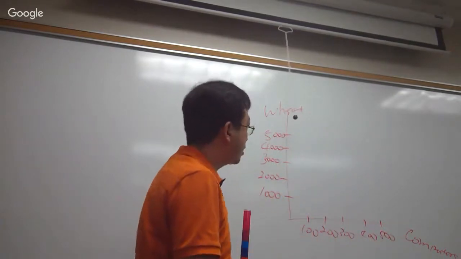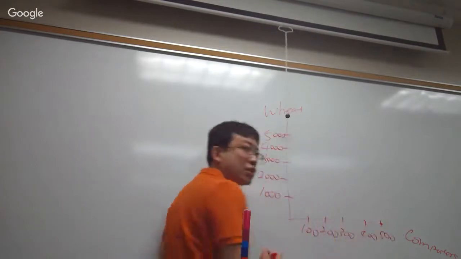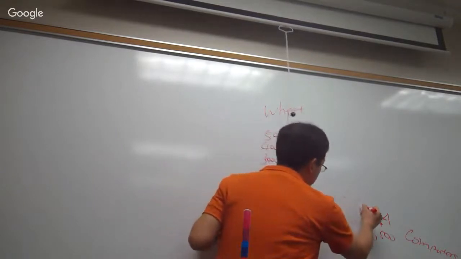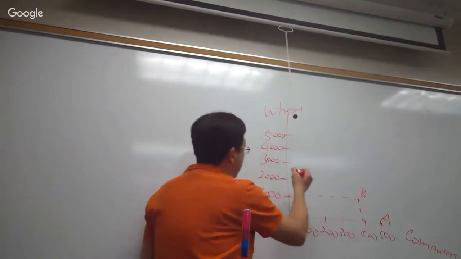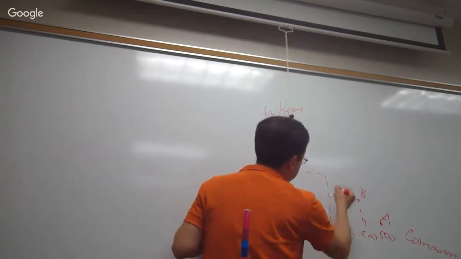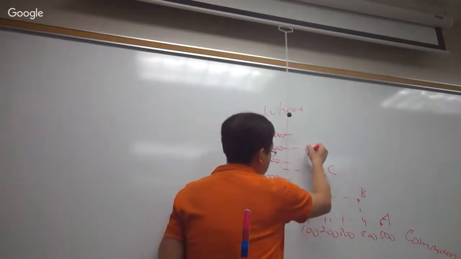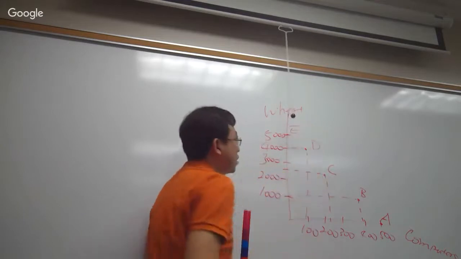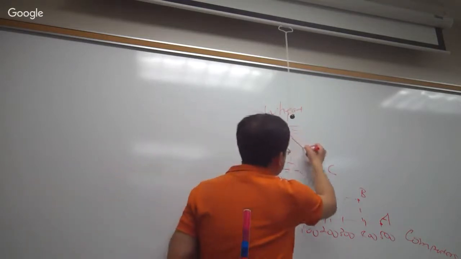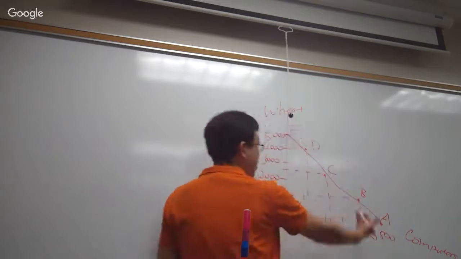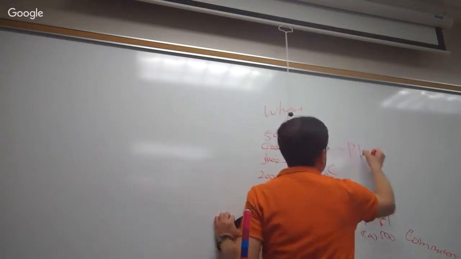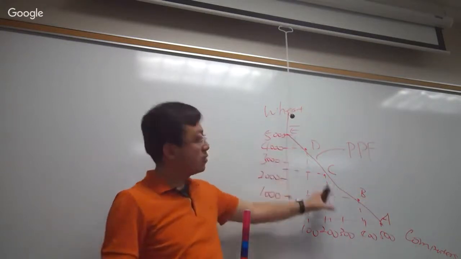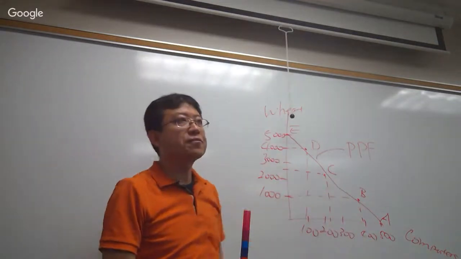So for our first combination, we have 500 computers and 0 wheat. So this is our point A. And then the second combination is 1,000 wheat and 400 computers. That's point B. And then 2,500 and 250, that's point C. 4,000 and 100, point D. The last one, 5,000 and 0, that's point E. So we plot all the points on the graph over here, and then connect all the points we have. Should be a straight line. Okay. This is our PPF, production possibility frontier. Basically, just get all the combinations you have on the graph, connect all the points, and that's your PPF.